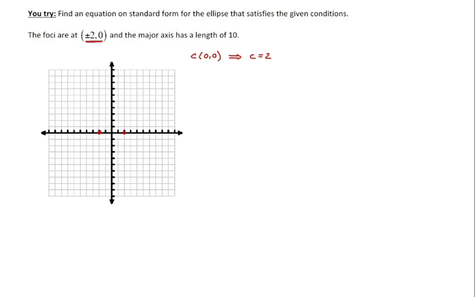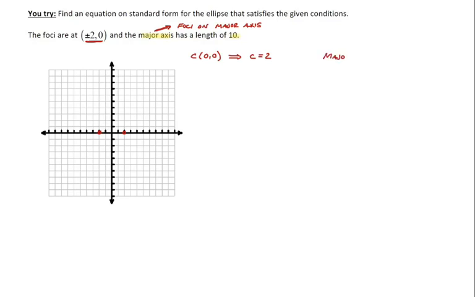Now the one thing about the major axis, again, it is the distance from vertex to vertex, or the total length along the longer or wider side of the ellipse. So in this case, we're told the major axis is a length of 10, but the one thing we have to understand is the foci and vertices will always be on the major axis. So because my foci are on the x-axis and my major axis is a length of 10, that should tell me how to find my A value and in which direction I should graph that.